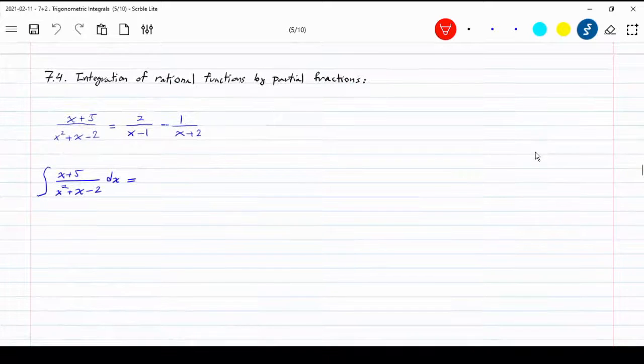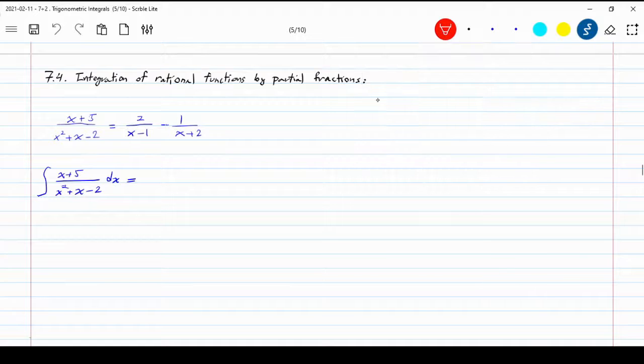Today we're going to talk about integration of rational functions by partial fractions. It isn't the most complicated integration technique, but it requires a lot of work. So we're going to start with simple cases, then we're going to build on that.